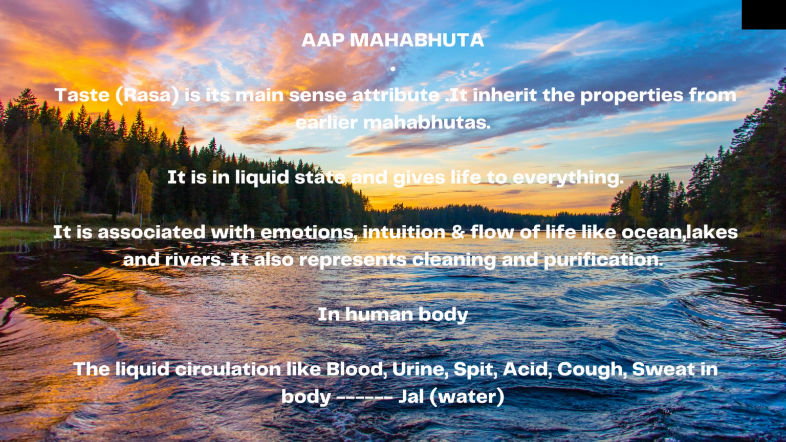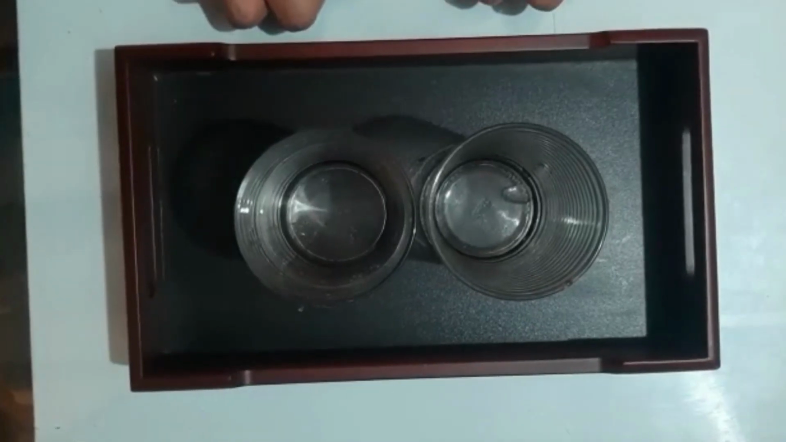Jal Mahabhuta. Jal Mahabhuta is the fourth element existing after Akash Mahabhuta, Vayu Mahabhuta and Agni Mahabhuta. So it inherits all the properties of the three Mahabhutas. And its chief attribute is rasa or universal solvent. Now we will see an experiment on properties of water or jala. Now we will see a small experiment on water.